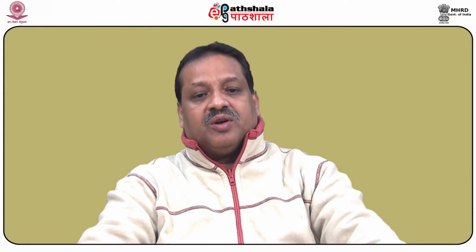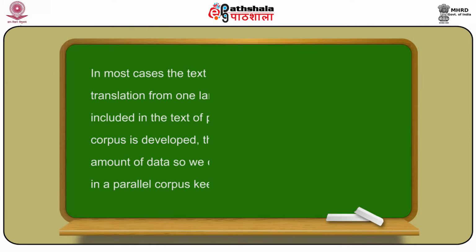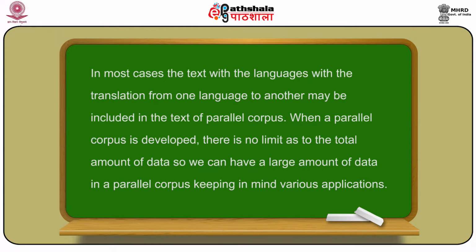Also, a bilingual corpus can be made a parallel corpus when there is a typological or genealogical close proximity related to the languages, and in most cases the texts of the languages with the translations from one language to another may be included in the text of the parallel corpus. When a parallel corpus is developed, there is no limit on the content or the total amount of data. So, we can have a large amount of data within a parallel corpus, keeping in mind various applications.